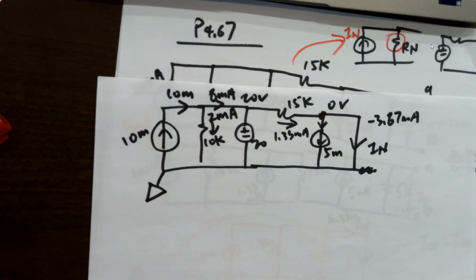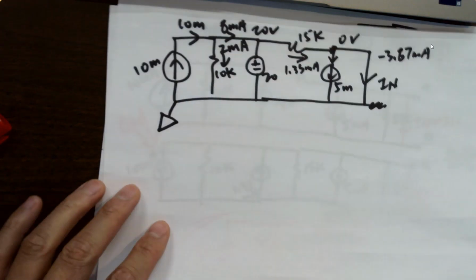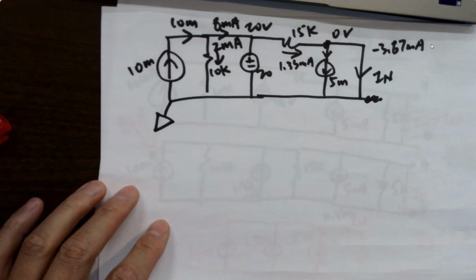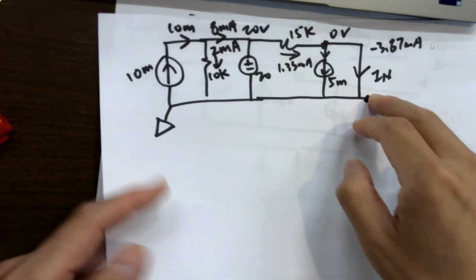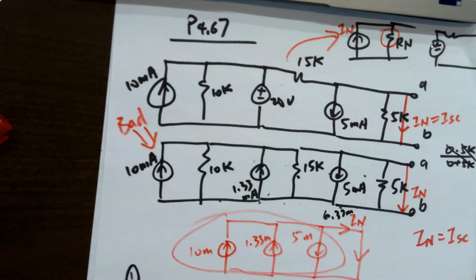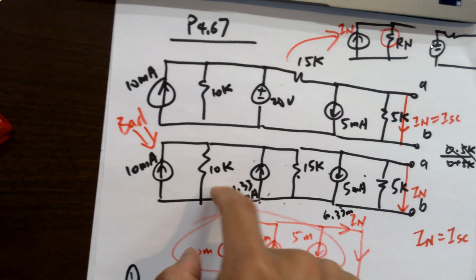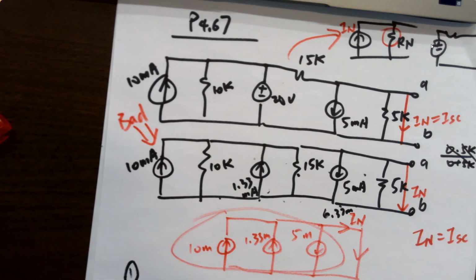Could anyone tell me the conclusion? Another conclusion: be careful about source transformation. It's changing the nature of the circuit. What's that? Can't do it in the middle? You can do it in the middle. Yeah, that's another good point.